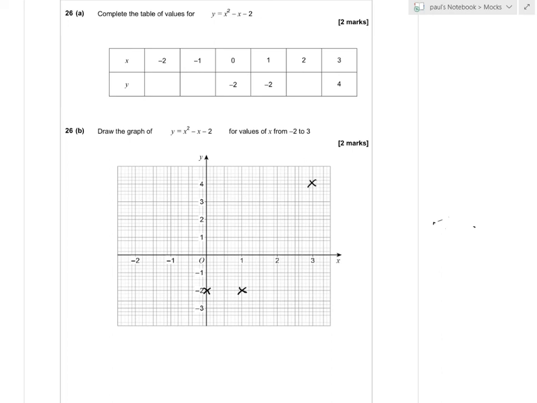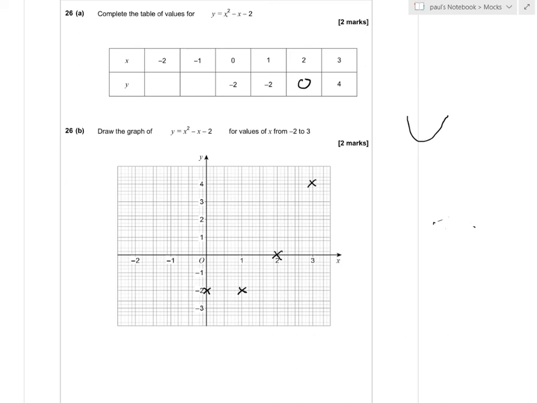Now it's a squared, so it's going to be a lovely shape that looks like that somehow. But we've got to fill these in. So 2. Let's put 2 into there. So that will be 2 squared, which is 4, minus 2, which is 2, minus 2, which is 0. So we've got 2 and 0. That's there.